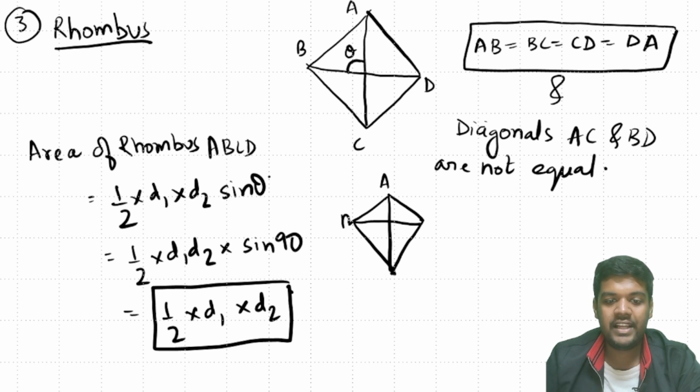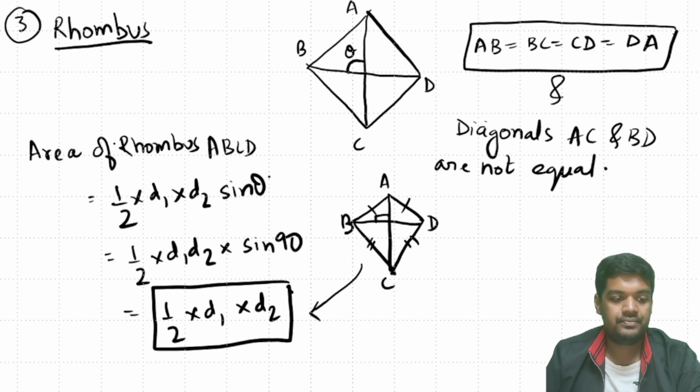So if this is my kite ABCD, AB and AD are equal and BC and CD are equal, but these two pairs are not equal to each other, right? But इसका भी formula जो area का है, this will be same as half into product of two diagonals, right? Because ये भी intersect at 90 degree करता है.